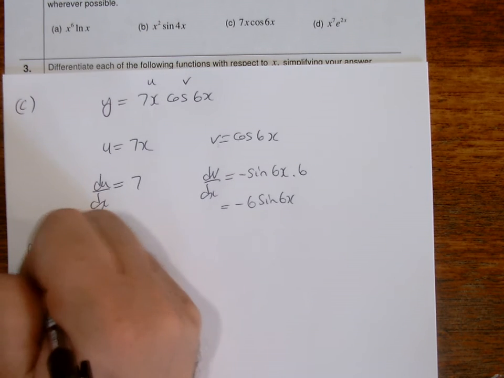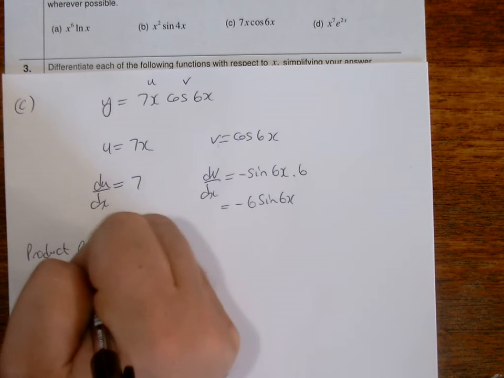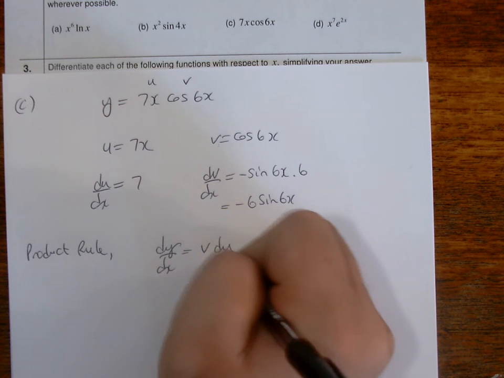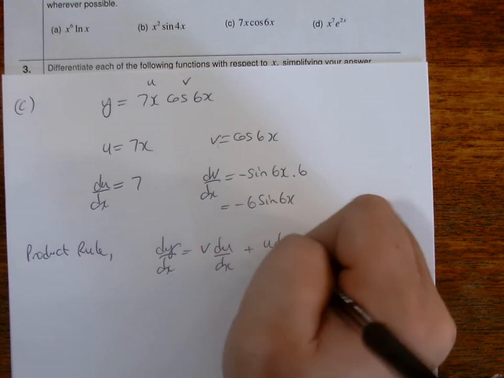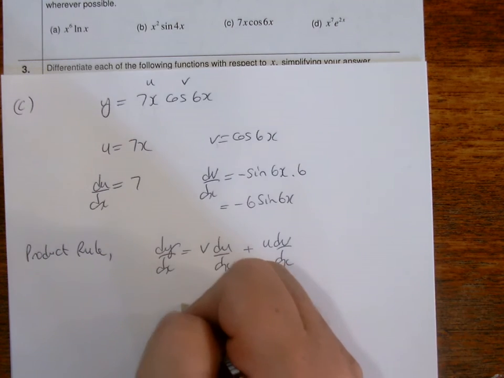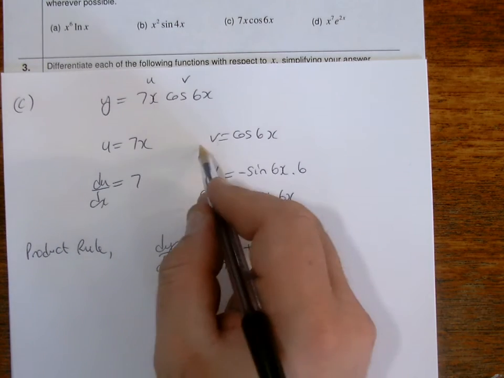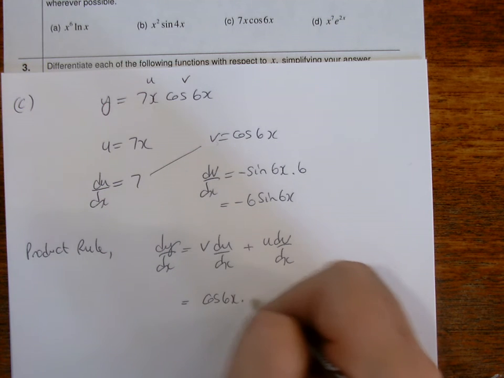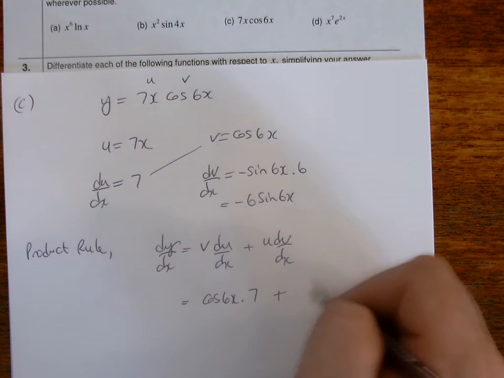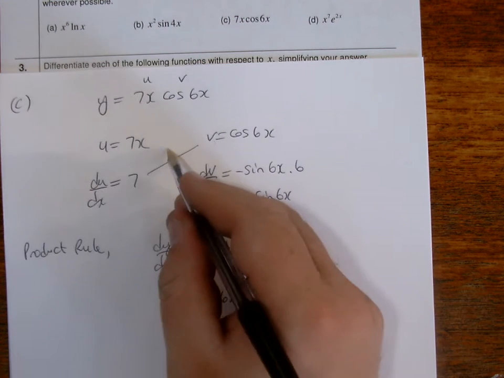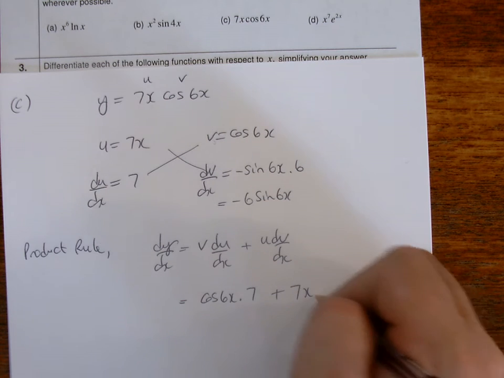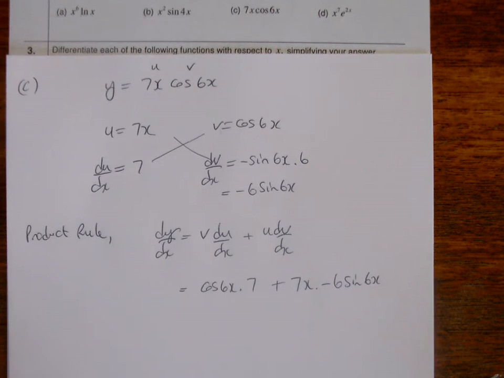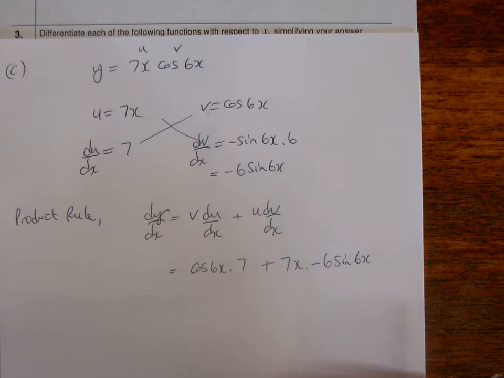So using then the product rule, okay, dy/dx is v du/dx plus u dv/dx. So we get v, which is cos of 6x, times du/dx, which is 7, plus u, which is 7x, times then minus 6 sine 6x. Okay, so we've essentially got our answer there.